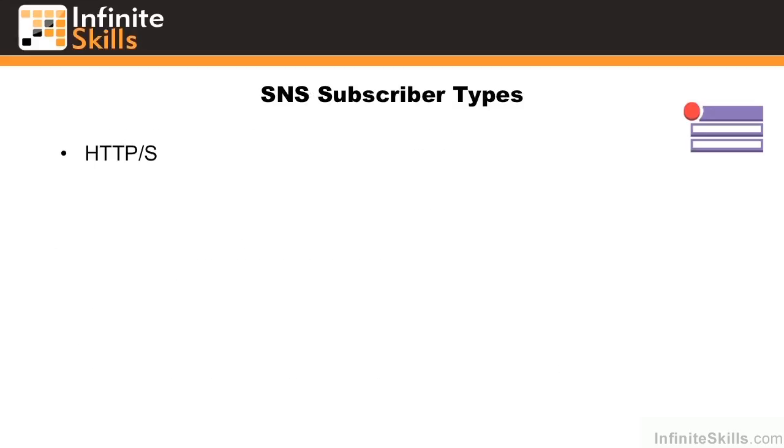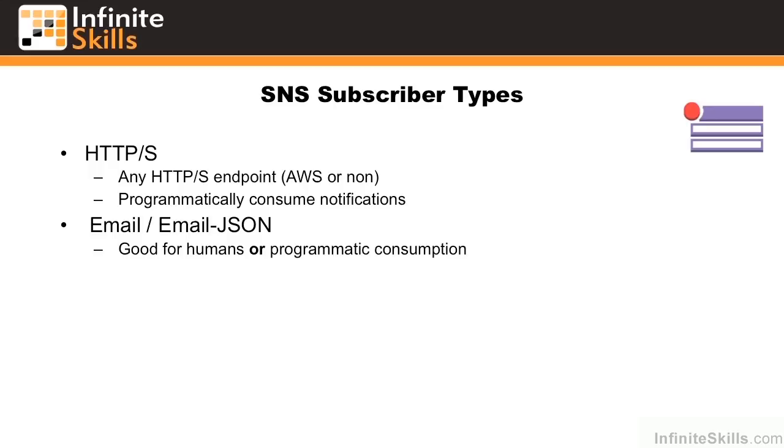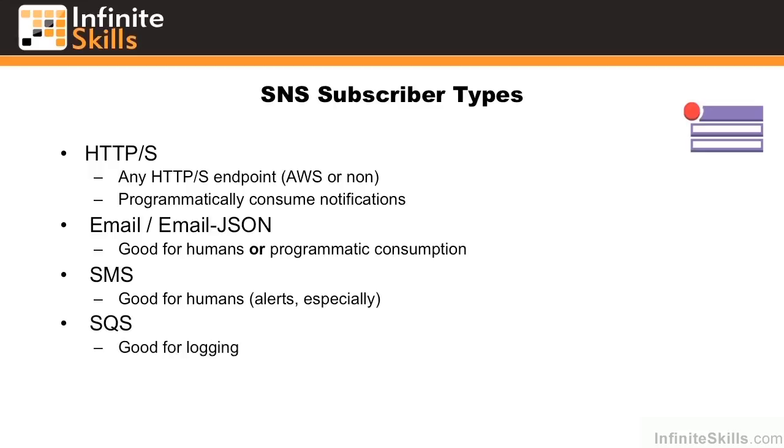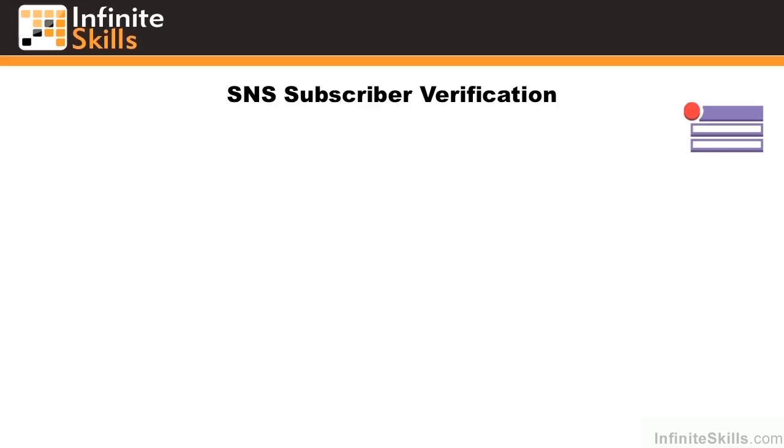The subscriber types can be HTTP or HTTPS. This can be any HTTP or HTTPS endpoint, whether that's in AWS or outside of AWS. This can be used to programmatically consume notifications. You also have email and email JSON as end types. This can be good for humans or programmatic consumption. SMS is good for humans, especially those who want to receive alerts. And SQS is good for logging and good for programmatic consumption. All but SQS will incur additional costs.